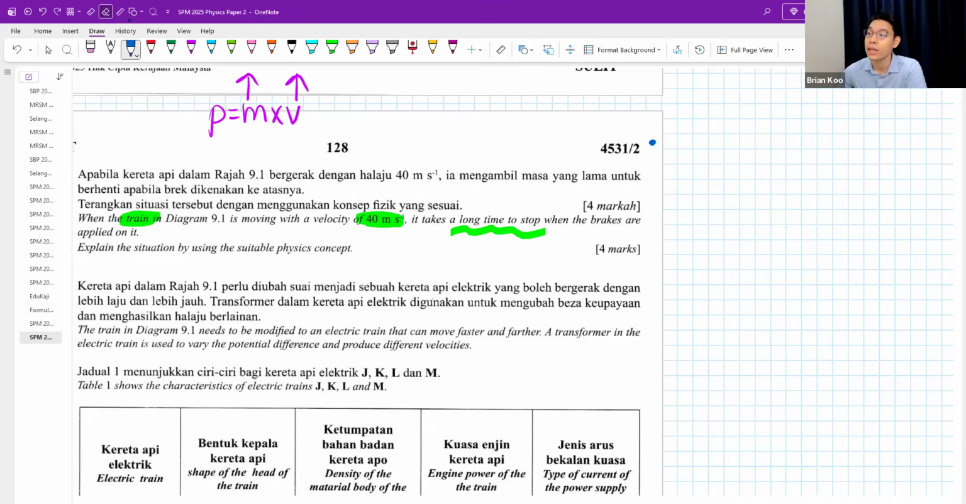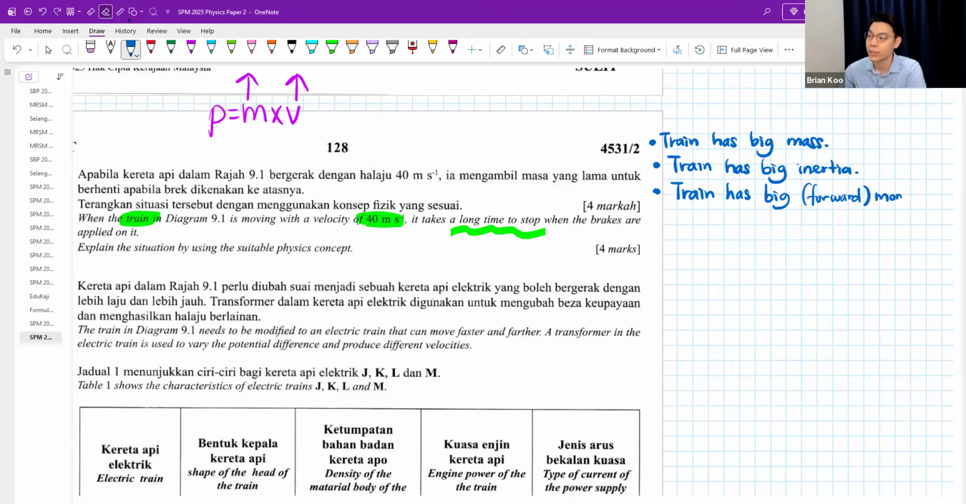Okay, so I say number one, train has big mass. Okay, train has big inertia, high inertia. 2 marks already. Train has a big momentum, or if you want to add a big forward momentum, optional.